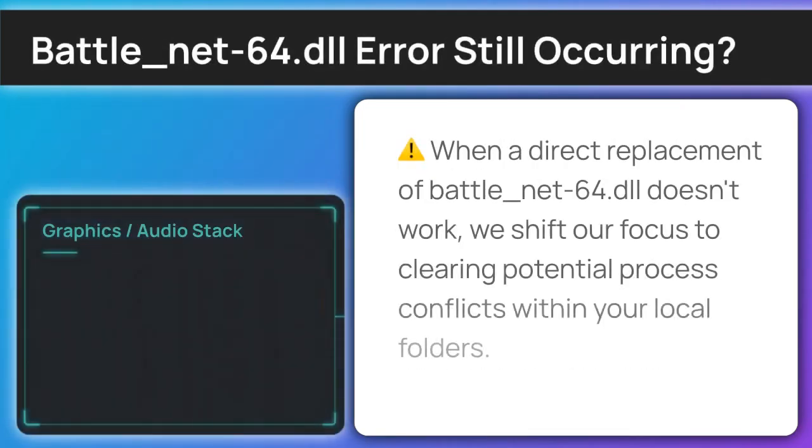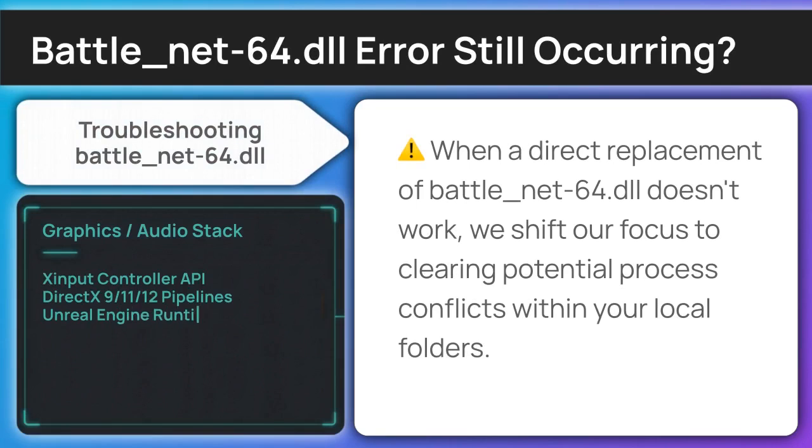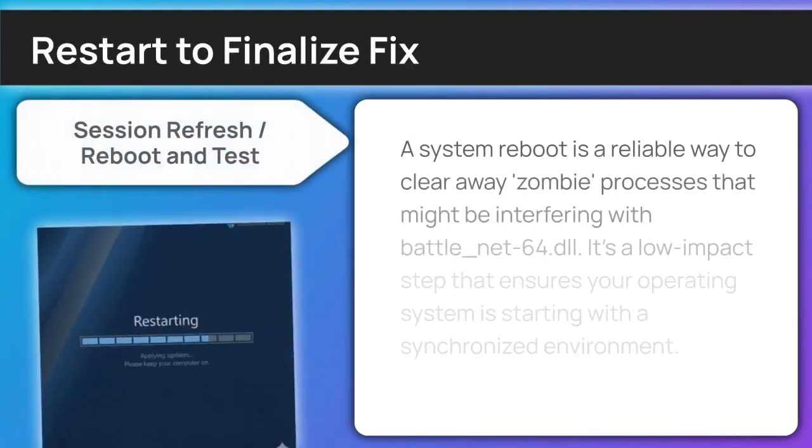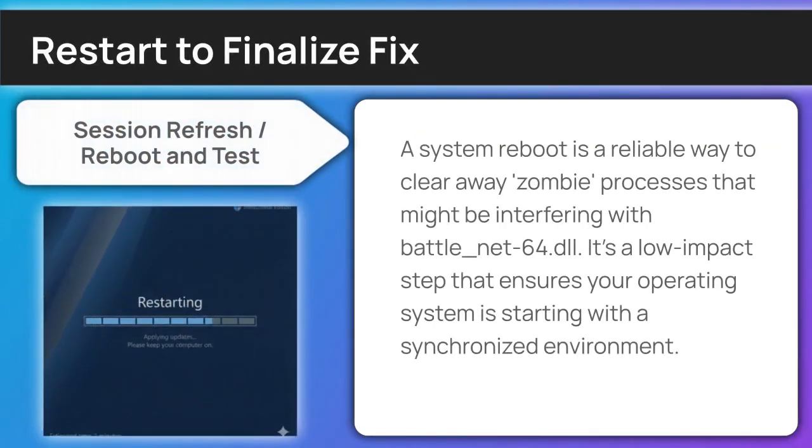If you're still seeing the missing file notification, we should attempt to force a synchronization between the software and the OS. Performing a restart can determine if the error is just a transient environment glitch. A reboot refreshes your system's path variables and can sometimes re-establish a broken link to the BattleNet 64 library file.